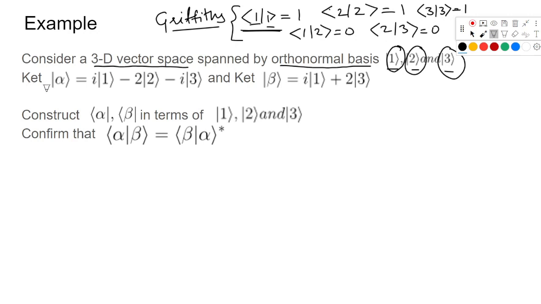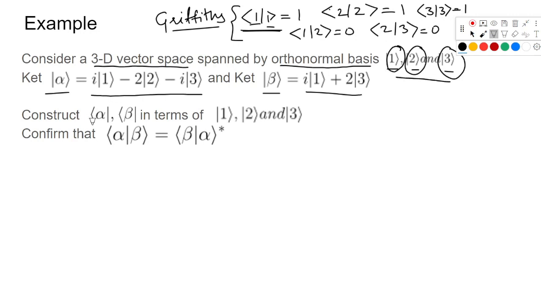So we have two kets here, alpha and beta, and alpha has been expressed in terms of this basis and so has beta. These two kets, alpha and beta, are not basis kets. They are expressed in terms of these bases.